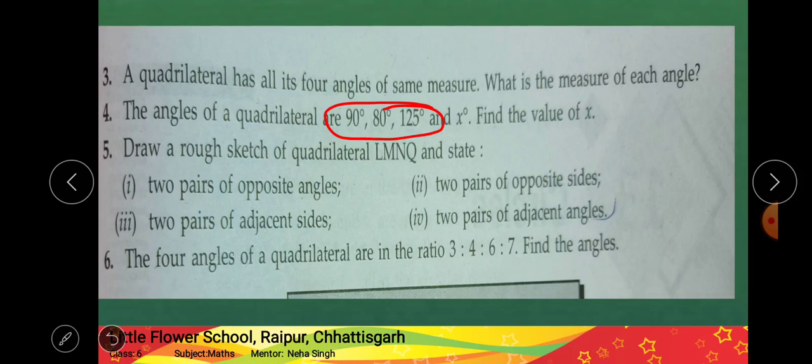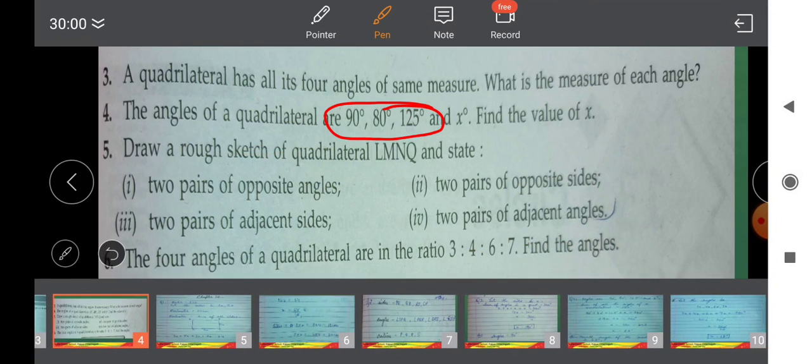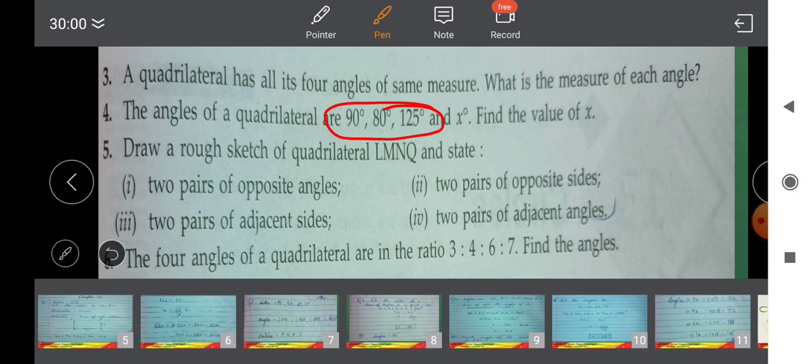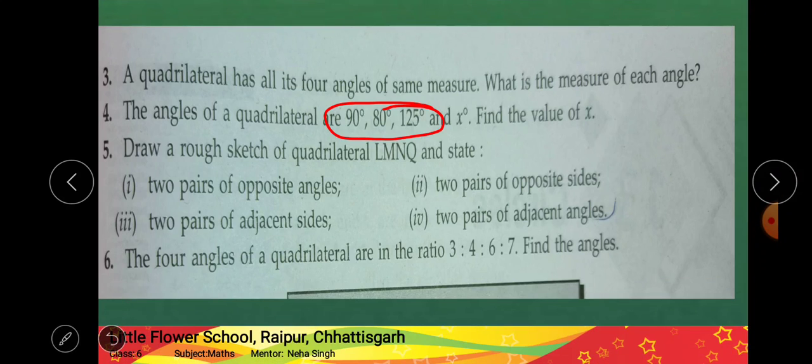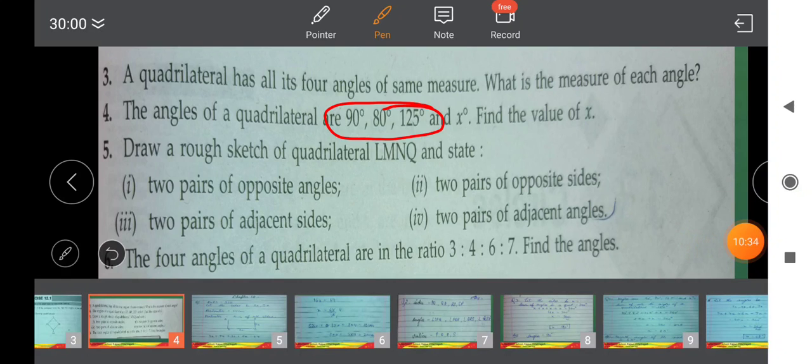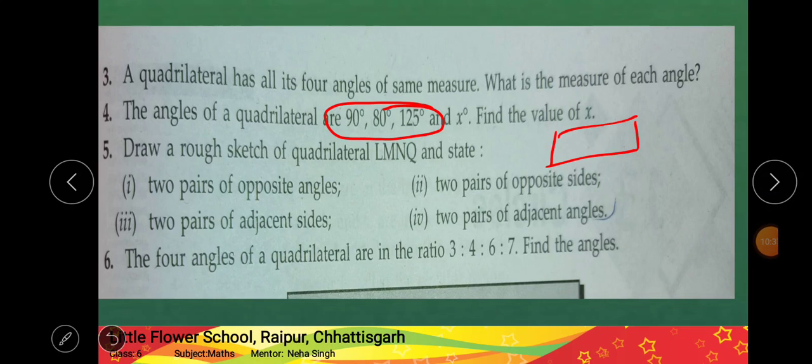Draw a rough sketch of a quadrilateral LMNQ. Right. Here you'll draw a rough sketch, means you'll randomly draw it. Then two pairs of opposite angles. See how you're going to solve this question. See, a rough quadrilateral you'll draw with scale and pencil. LMNQ, right? And next, two pairs of opposite angles. See, what are opposite angles here? This angle and this angle are opposite. So what are opposite angles? Angle L and angle N.